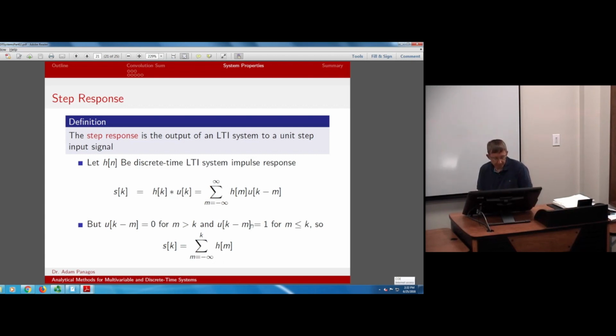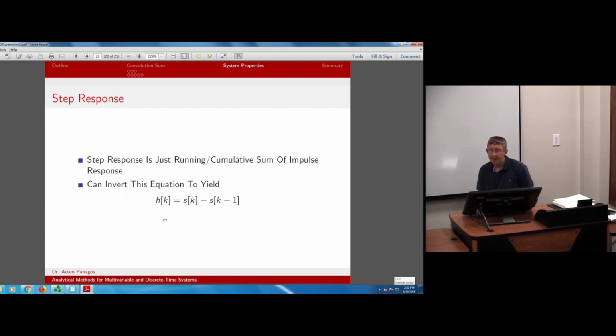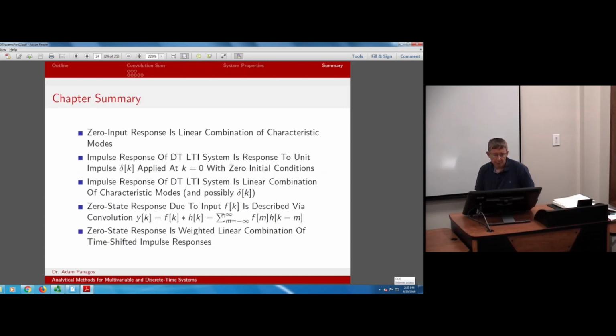Okay? It also turns out that there's a nice relationship between s[k] and the delta function, the impulse response, and they're related by this equation. So if I know the step response, I can compute the impulse response from this equation. Similarly, if I know the impulse response, I can compute the step response. They're just related by differencing and summation, as you might think. What else? All right, just a summary now.